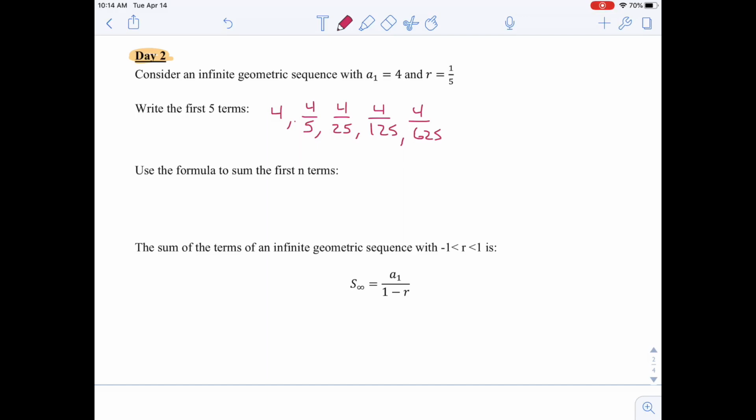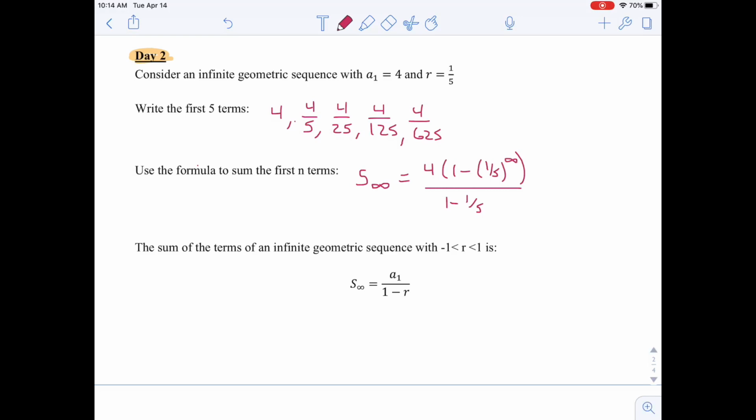Okay, so we're going to learn how to sum the first n terms. So if you think about yesterday's formula, the sum of n, so in this case n is infinity for us, would be equal to the first term times 1 minus r to the n over 1 minus r.